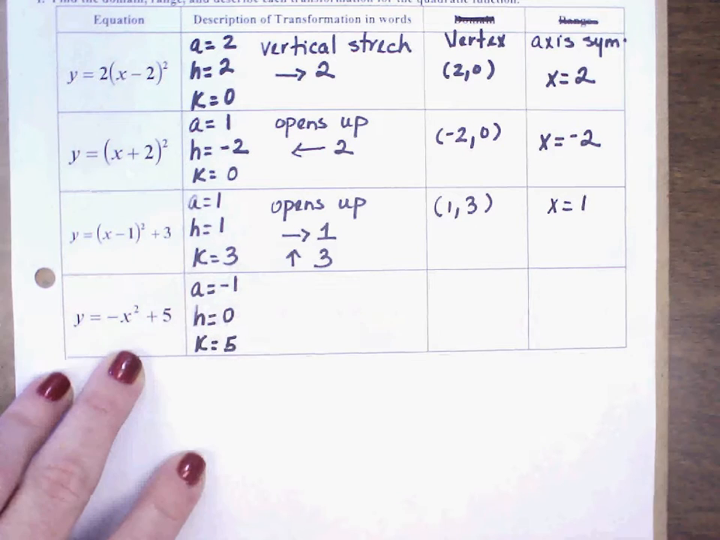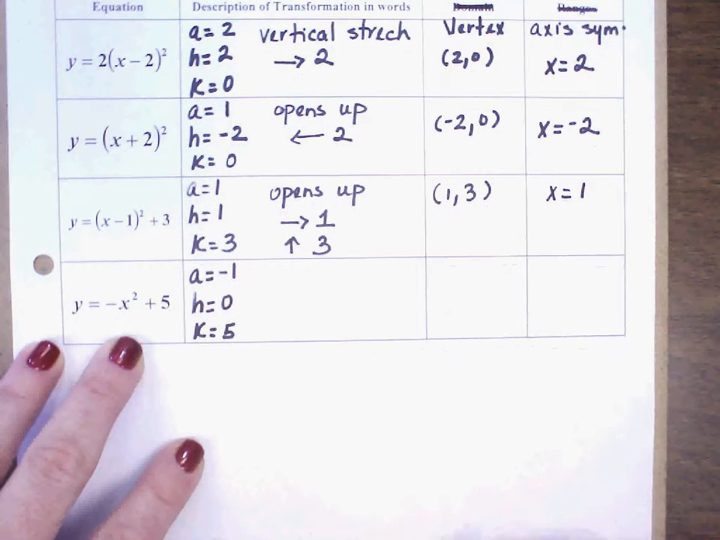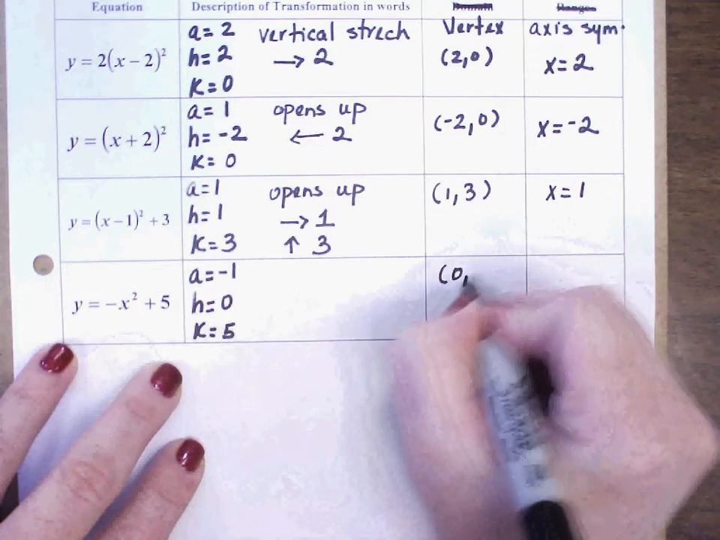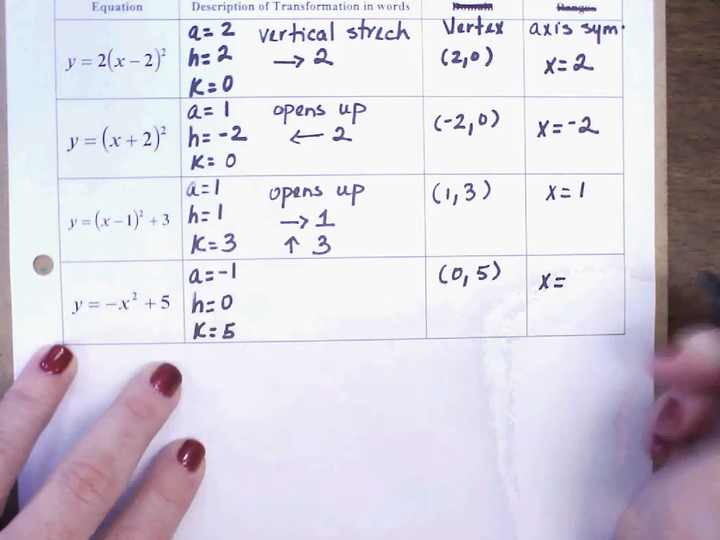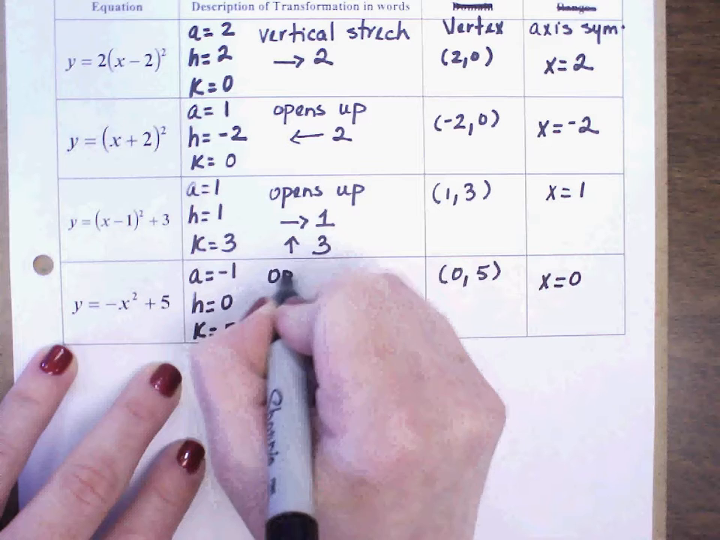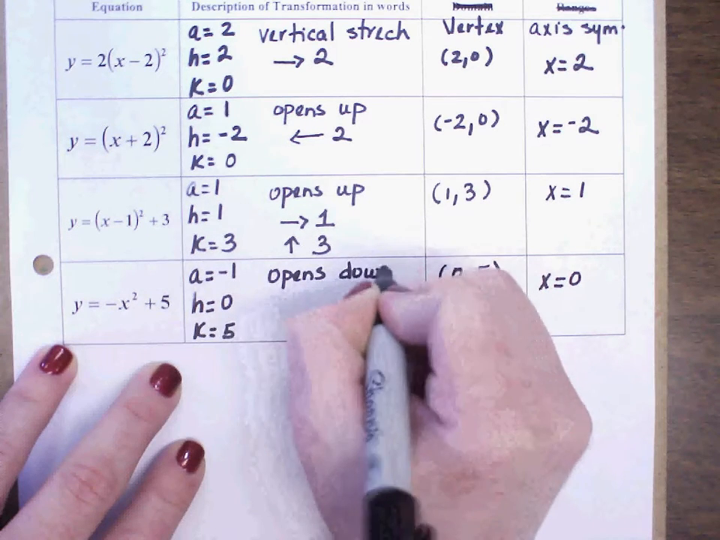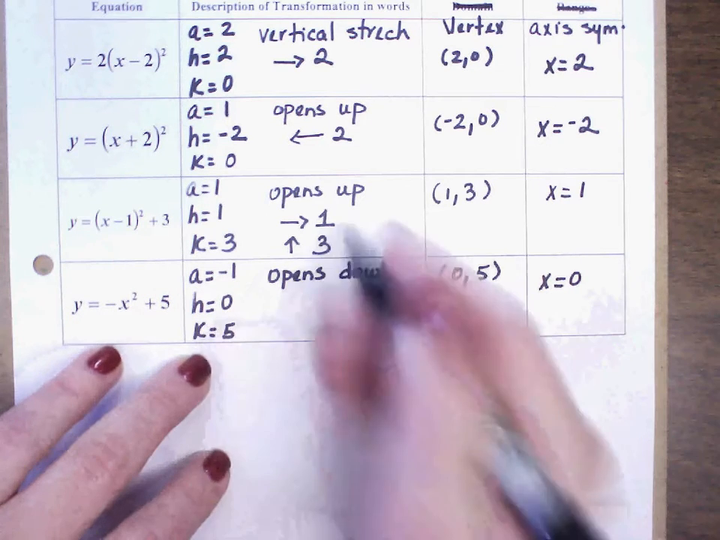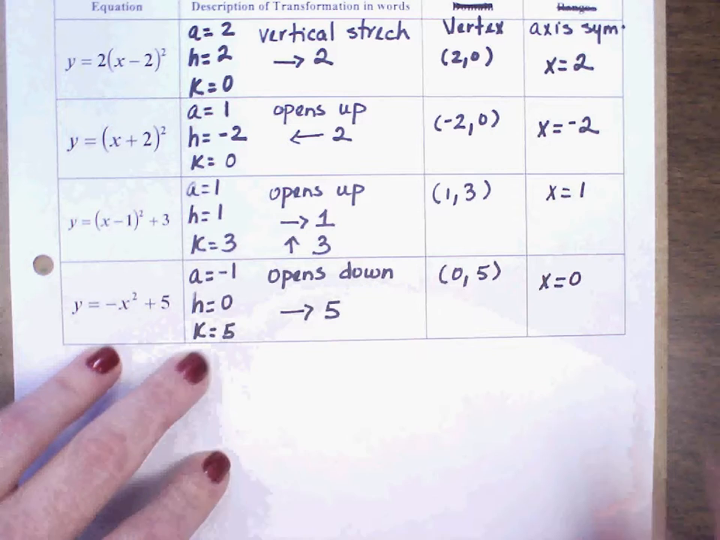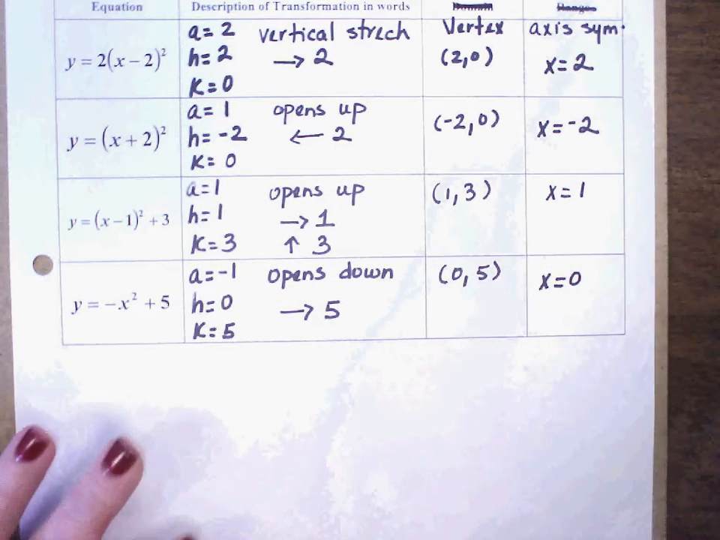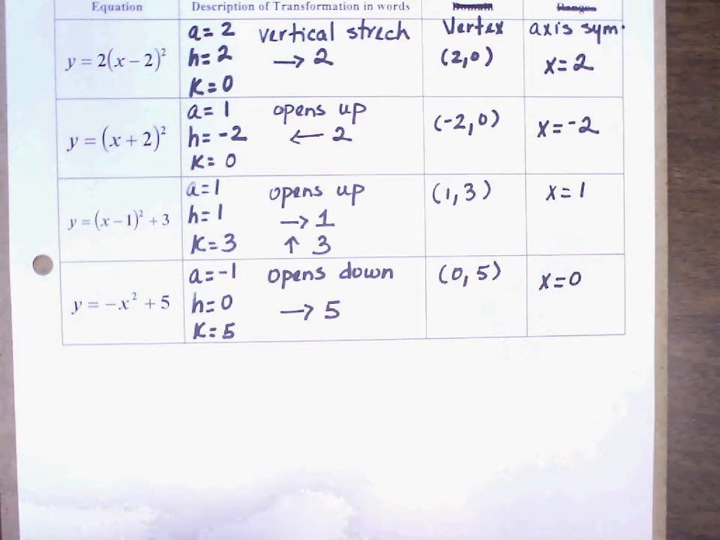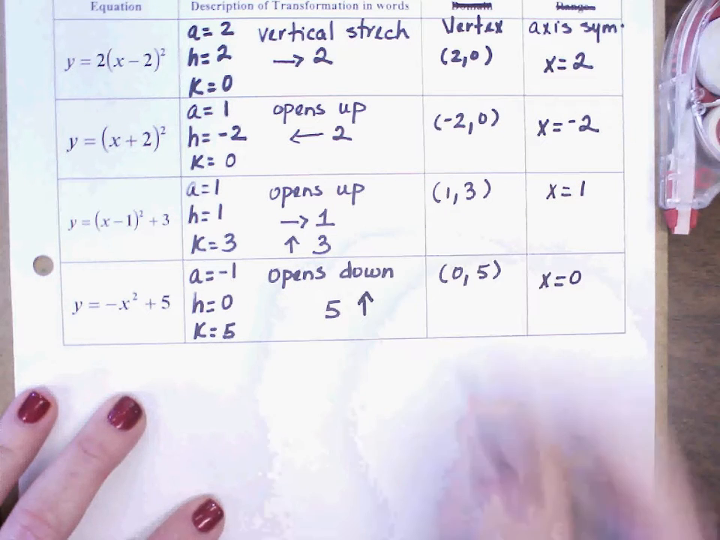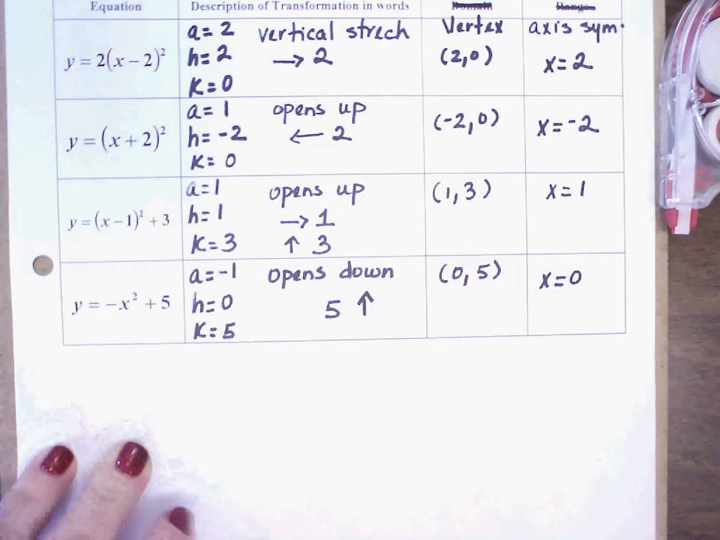All right, so tell me A. Negative 1. Tell me B. And tell me H. 0. Thank you. H is 0. Tell me K. There you go. All right, let's do the vertex first. Yes, it opens down, but let's do the vertex first. What's my vertex? 0 and 5. And what's my axis of symmetry? 0. Now, it does open down. The H is not going to do anything, so it's not going to move right or left. But the 5 tells me that it moves to the right 5 times. I'm sorry, up.